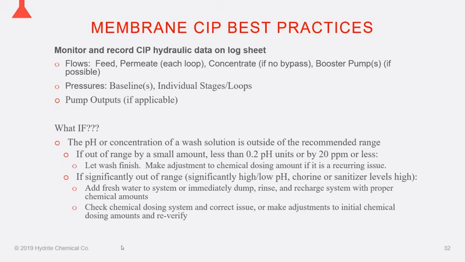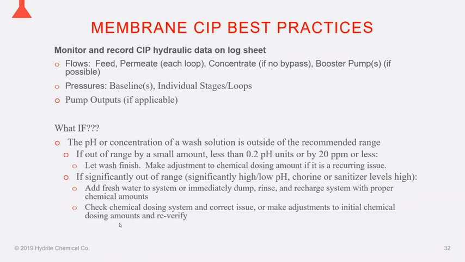Then finally, what if? This is the big one. What if during the course of a CIP audit, you find that the wash is outside of the allowable pH range? A lot of times our procedures will state the fact that if the pH is out of range, immediately flush the system or add fresh water to it to bring the pH in. So I want to just kind of elaborate on that just a touch.